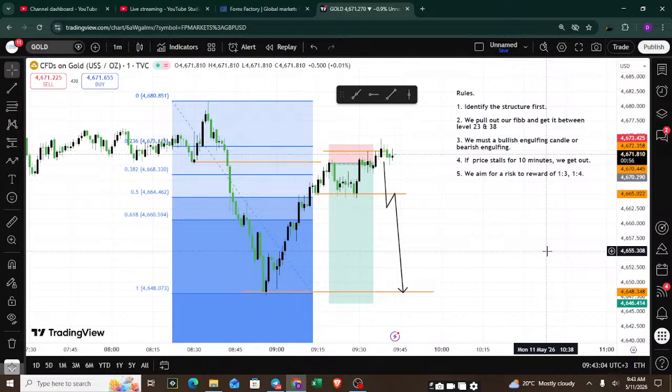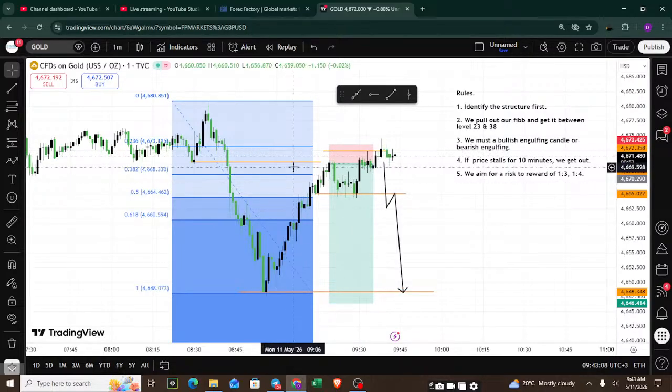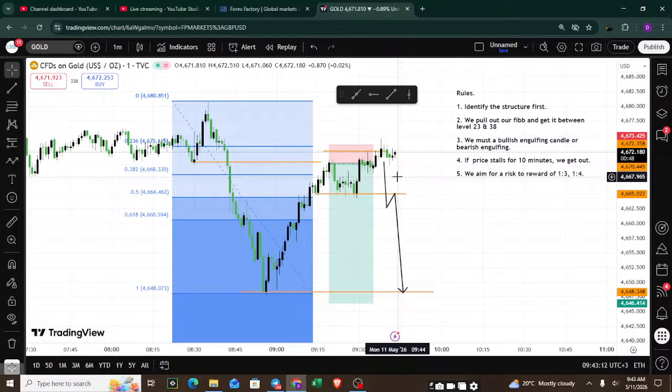So price is still at the 23 and 38 level, which is a premium level to sell, but price seems to be going in the bullish direction. Do we have any choice? We don't have any choice apart from to wait now.